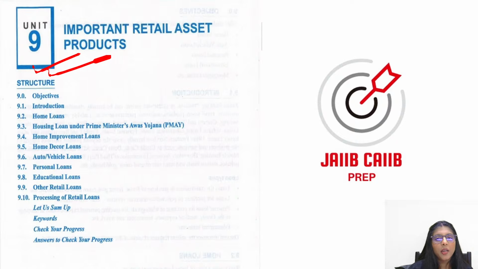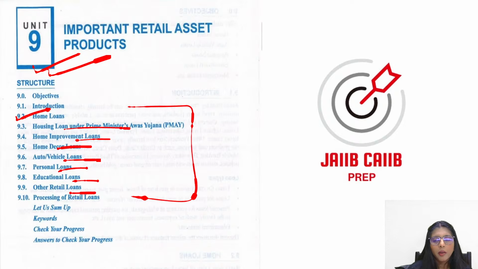Retail asset products are like home loan, personal loan, education loan, auto loan. All these are retail asset products. So, home loan, housing loan under Pradhan Mantri Awas Yojana, improvement loan, decor loan, auto vehicle loan, personal loan, educational loan, retail loan. All these are the types of loan under asset product.